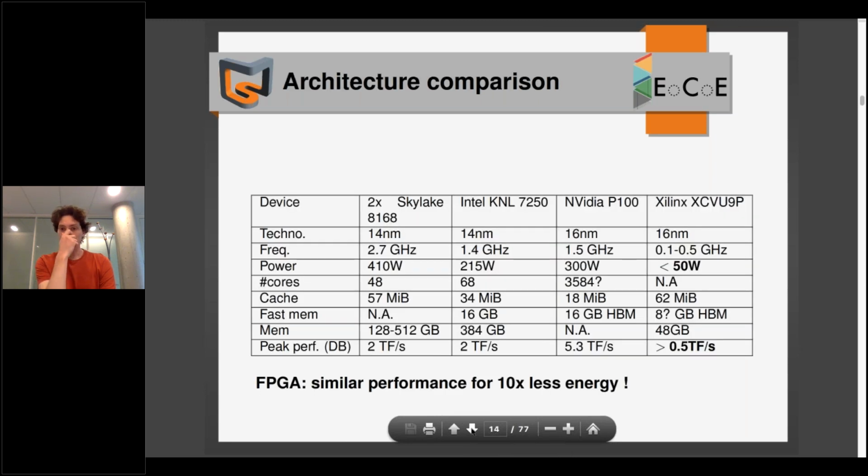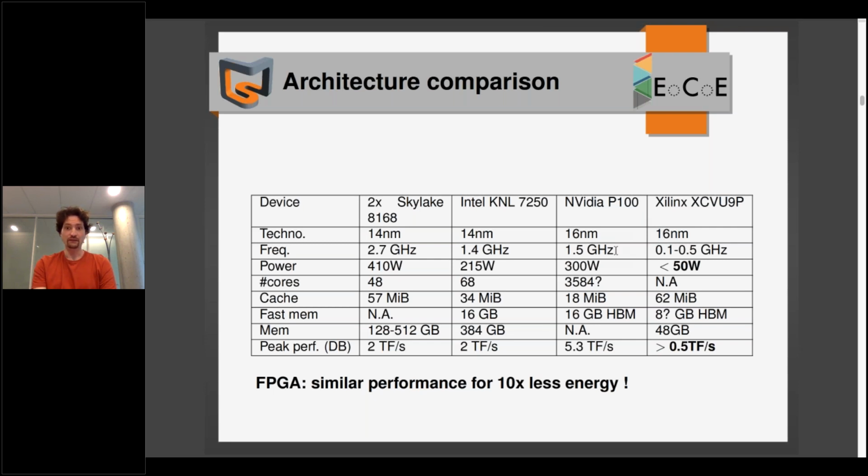So let's compare some figures between the different architectures. You have a standard CPU, so the current CPU with the Skylake architecture from Intel. We have the Knights Landing, also from Intel. We have the GPU Pascal from NVIDIA, and then you have one new guy here, this Xilinx chip. As you can see, all of them are in similar silicon technology, with 16 nanometers.